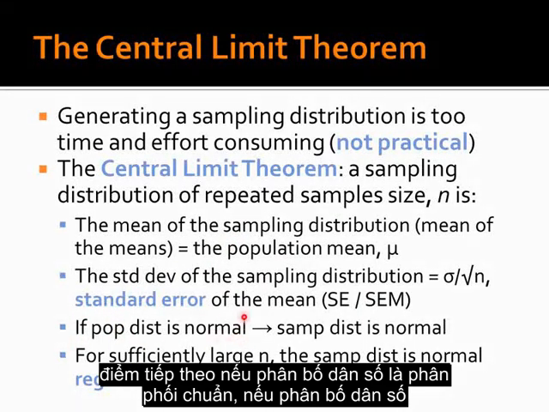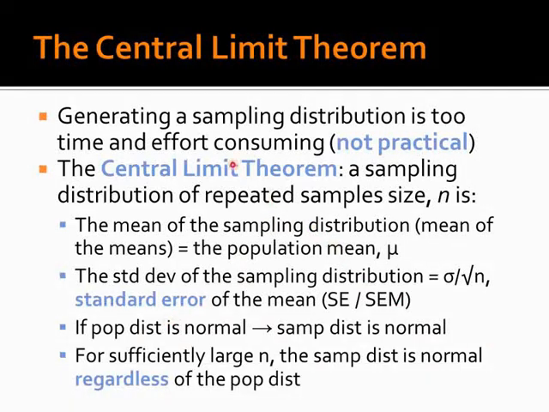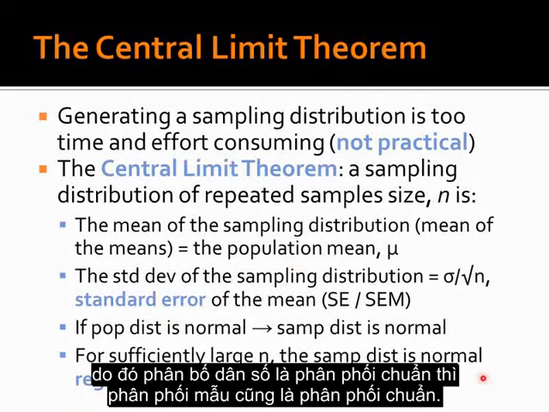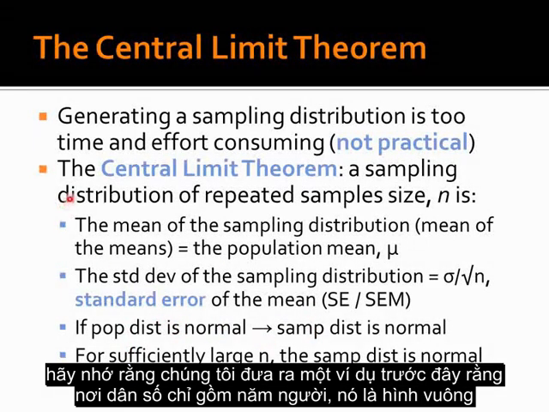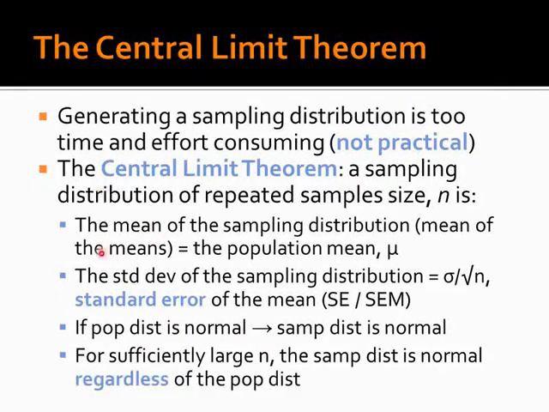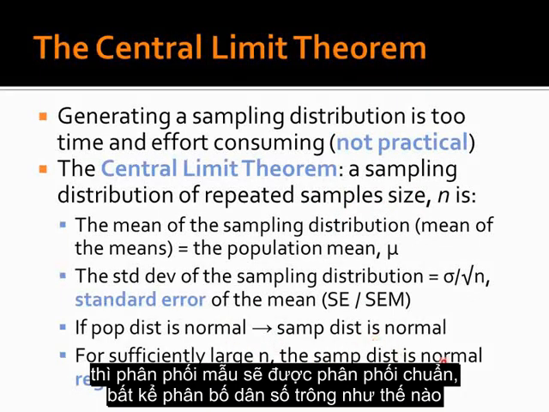If the population distribution is normally distributed, if the population distribution looks like a normal distribution, then automatically the sampling distribution will also be a normal distribution. Right? So the population distribution is normally distributed, the sampling distribution is also normally distributed. Now, however, if the population distribution is not normally distributed, remember we gave an example previously where the population consisted of just 5 people, it was square, right? So it's not normally distributed. Now, if the sample size n is large enough, then the sampling distribution will be normally distributed regardless of what the population distribution looks like.